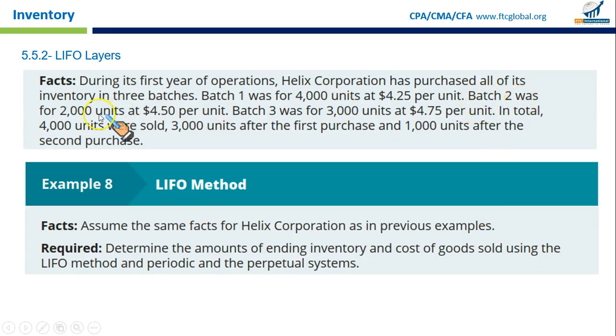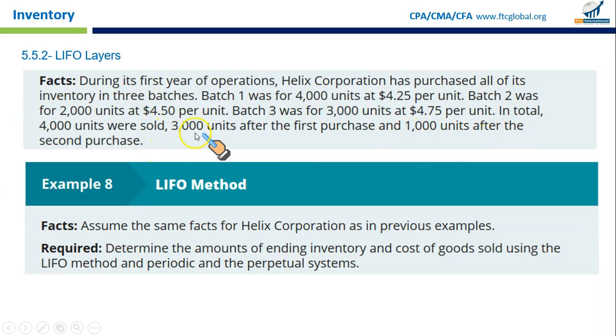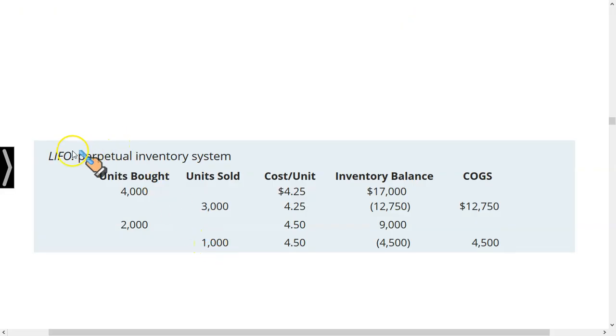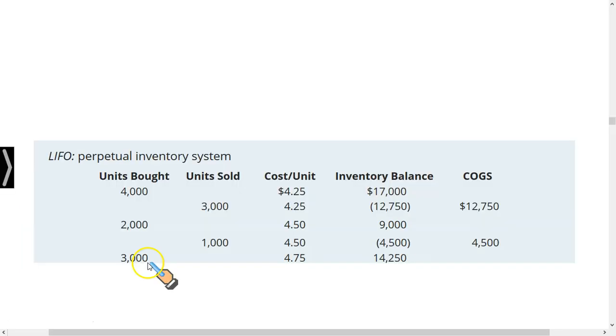Then batch 2 was purchased, 2000 units at the rate of 4.5, so the inventory balance goes up. Sold 1000 units after the second purchase. Since we are following last in first out, these 1000 units will move out of the latest purchase, so 1000 units will go out from this at 4.5 each. So that is the figure of CGS. This is the batch 3 purchase for 3000 units at the rate of 4.75, and that's the last transaction. 3000 at the rate of 4.75, so that's the figure for inventory.